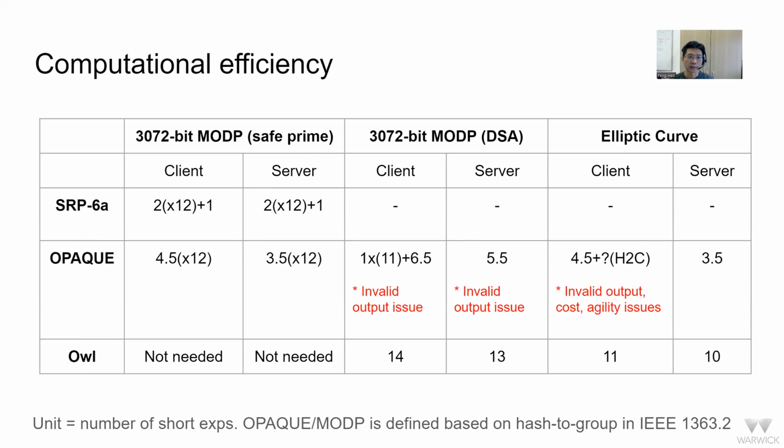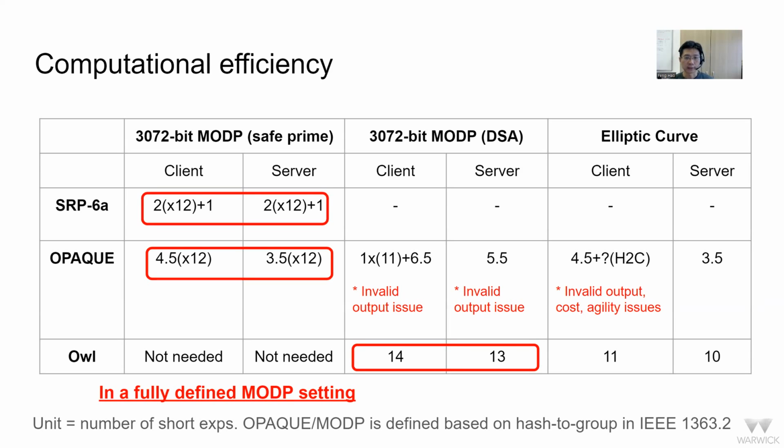Next, we look at computational efficiency. Here, we look at 2 settings. One is the mod-P group, that is the multiplicative group, and the other one is elliptic curve. For the mod-P setting, we further divide into 2 cases. One is using a safe prime as the modulus, another one is a DSA group. We do this separation because the definition of the F function critically depends on this group setting.